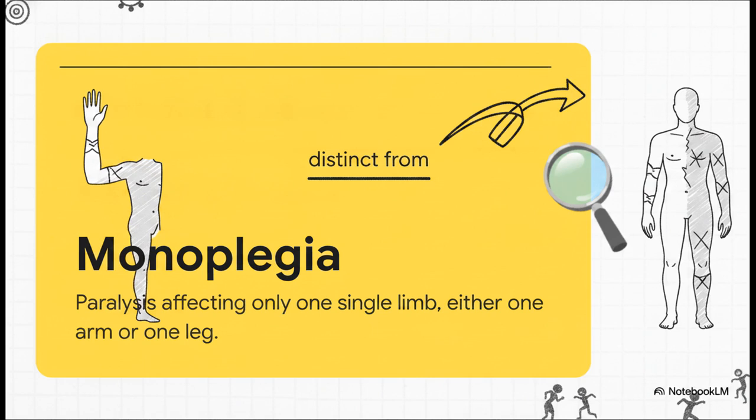And this is completely distinct from something like hemiplegia, which is where paralysis takes out both an arm and a leg on the exact same side of the body. So just keep that in mind as we go forward. Monoplegia is entirely isolated to a single limb.